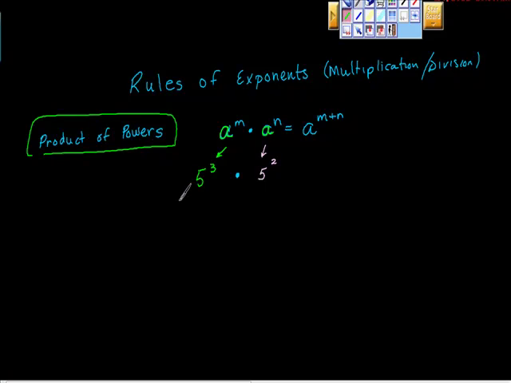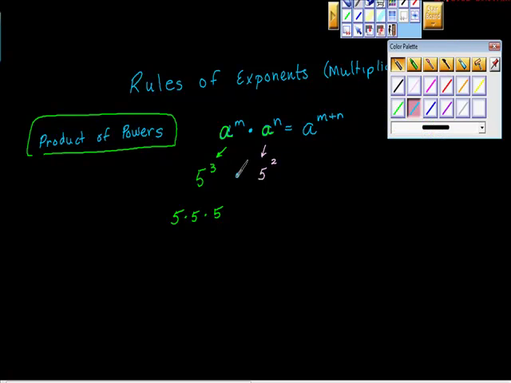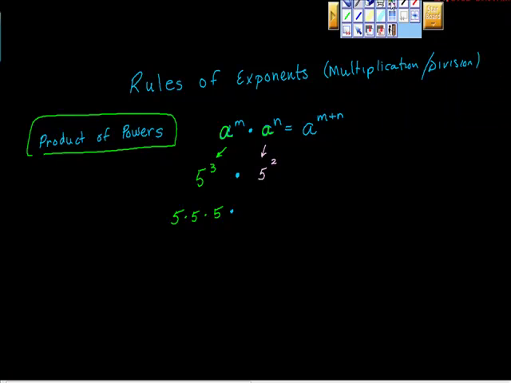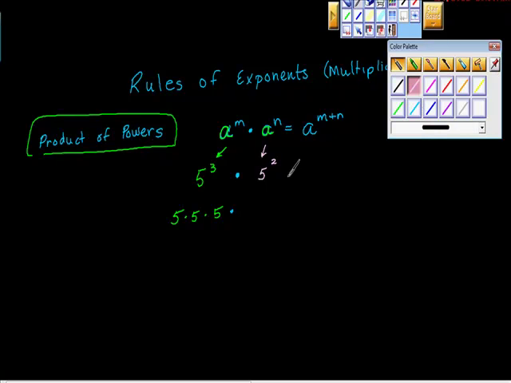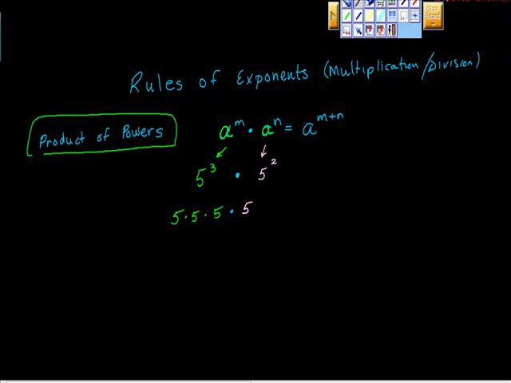So let's just expand this out a little bit and look at this. We have 5 to the third power is 5 times 5 times 5, isn't it? So that's this one. 5 times 5 times 5. This multiplication sign, again, is this multiplication sign. Now we take this 5 squared and expand it, and that's 5 times 5.